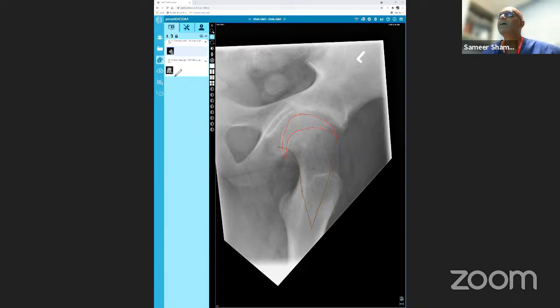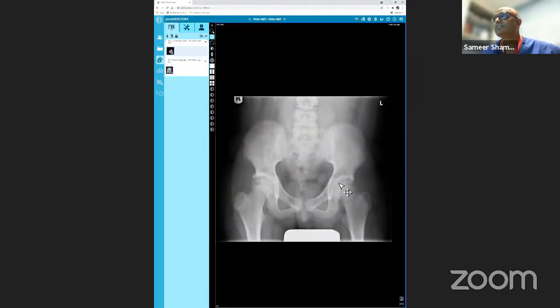So if I put back the AP projection, you will see that here the ice cream is pretty much nicely sitting inside the cone, whereas here the ice cream is not sitting inside the cone. It's going outside the cone. So therefore, this is SUFE. So look for height of the epiphysis, look for the slip, and the epiphysis should not cross the growth plate and overlap the metaphysis. So that was very well done.